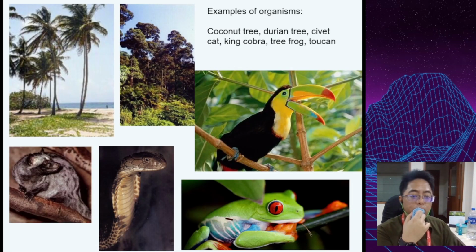So here are some of the organisms that live there. You have the coconut trees, durian trees, civet cat, king cobra, tree frog, and the toucan.